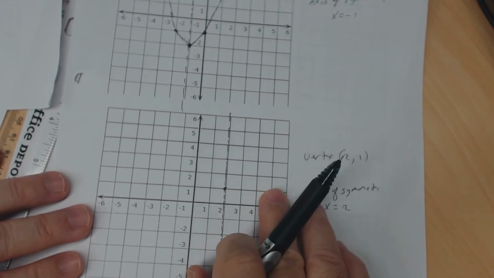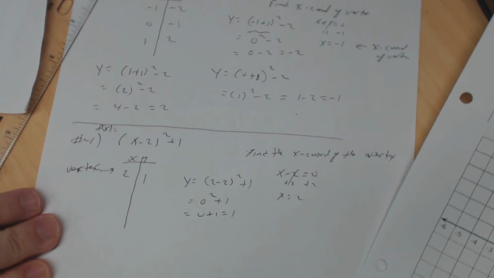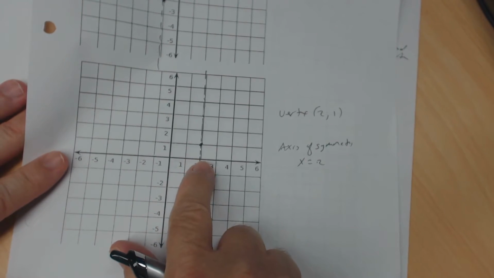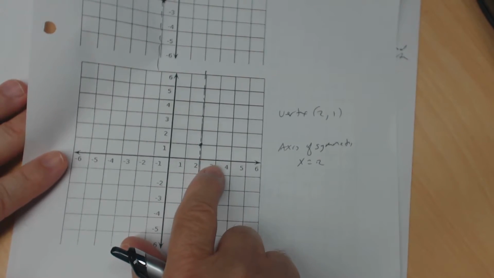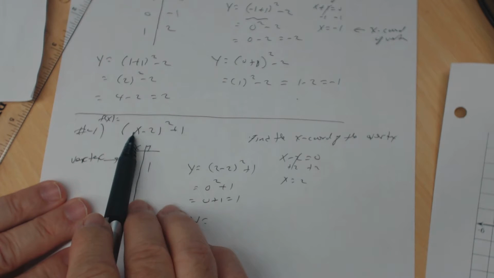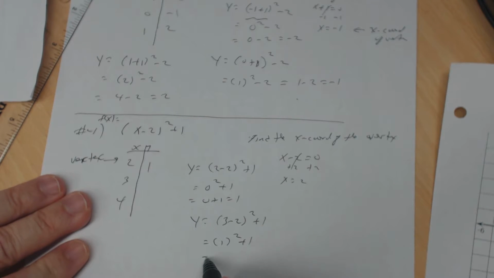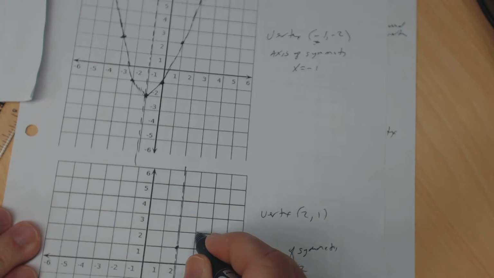Okay, now all I got to do now is just pick 2 points on this side, use symmetry to get the other points. Okay, so give me 2 numbers to this side. So just go 1 unit over. So when x is 3, when x is 4. I'm going to use 3 and 4. So when x is 3, I get y equals 3 minus 2 squared plus 1. 3 minus 2 is 1. 1 squared plus 1. 1 squared is 1. 1 plus 1 is 2. So I'll plot the point 3, 2. So 3, 2 is this right here.